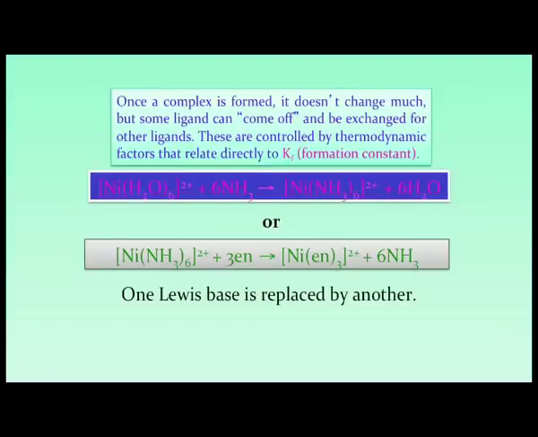So, this is simply what we get for the formation of hexaamine nickel 2 plus, and it is basically a 6 step reaction, where each and every water molecule can be displaced or replaced by ammonia molecules to give you the hexaamine compound. Or you can get this particular one not by the ammonia molecule, but by the ethylene diamine molecule.